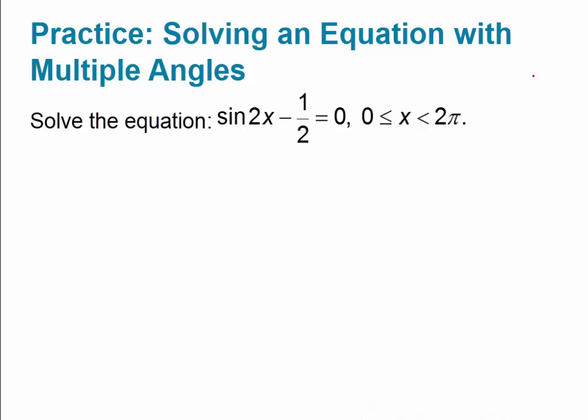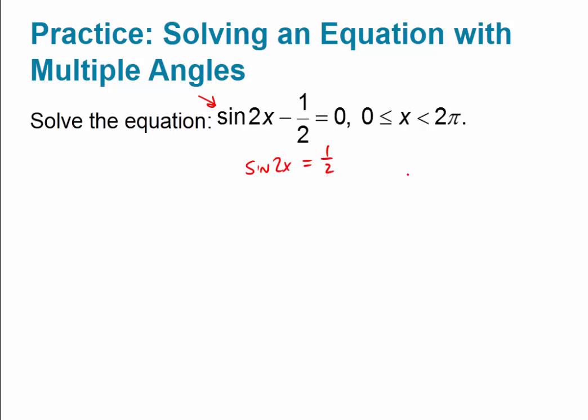All right, let's take a look now at a practice problem to practice solving for multiple angles. So here's our equation: sine of 2x minus 1/2 equals 0. This one isn't quite solved, and in order for me to explain this and get us set up, let's solve it. The first thing we would do is isolate sine of 2x. So we're going to add 1/2 to both sides. Then we have sine of 2x is equal to 1/2.